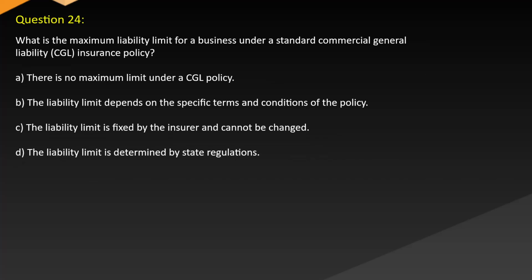Question 24. What is the maximum liability limit for a business under a Standard Commercial General Liability (CGL) insurance policy? A. There is no maximum limit under a CGL policy. B. The liability limit depends on the specific terms and conditions of the policy. C. The liability limit is fixed by the insurer and cannot be changed. D. The liability limit is determined by state regulations.